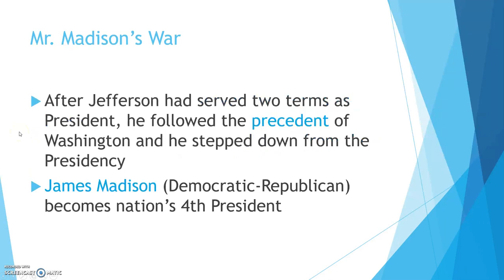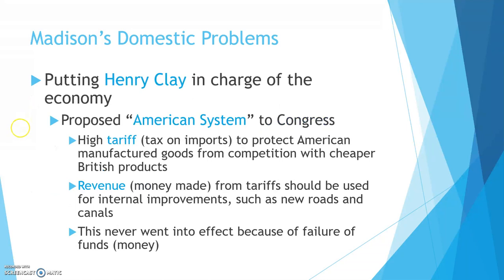All right. So after Jefferson had served 2 terms as president, he followed the precedent set by Washington, and he stepped down from the presidency. And James Madison, who was also a Democratic Republican, becomes the nation's 4th president. Now, his domestic issues, and domestic is dealing with things going on within the United States.